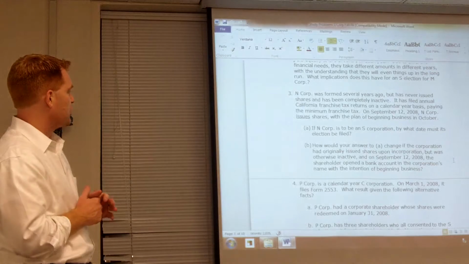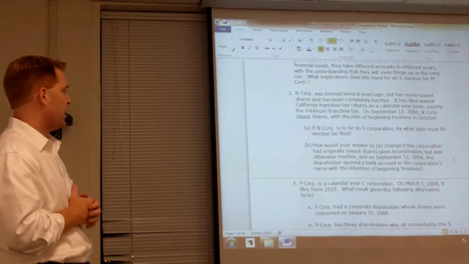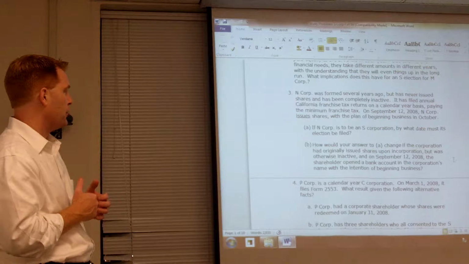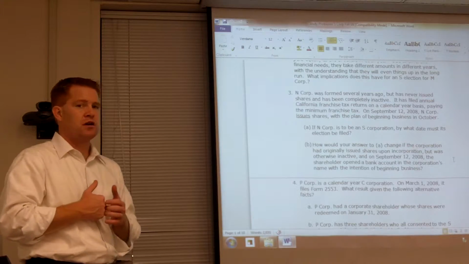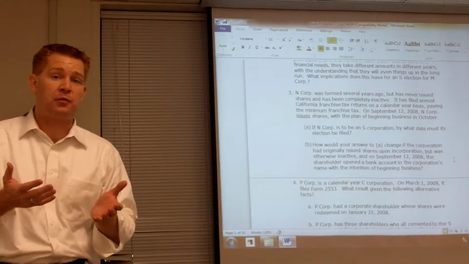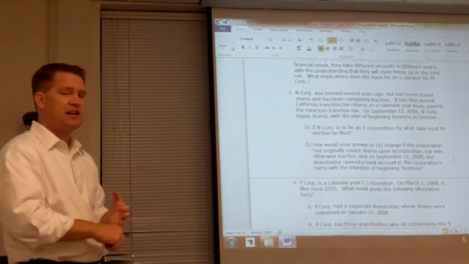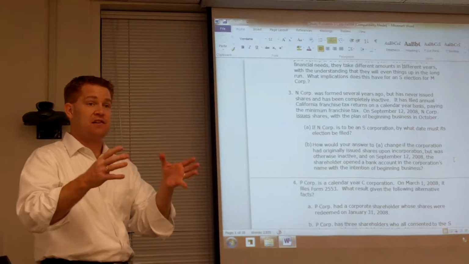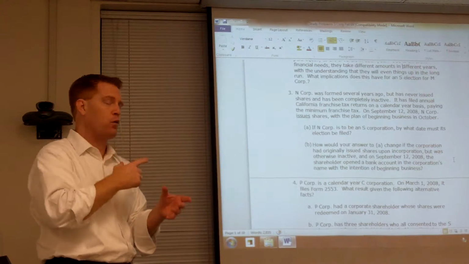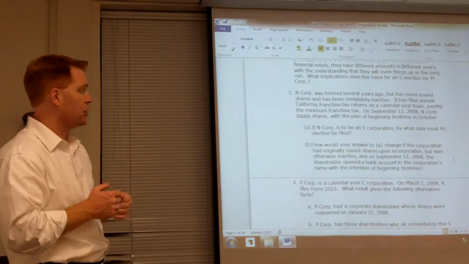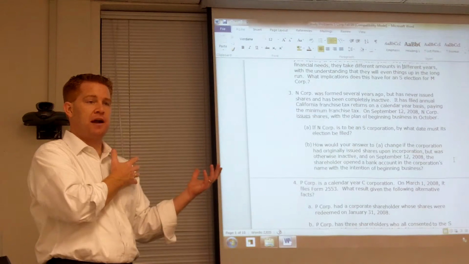How would your answer to A change if the corporation had originally issued shares on incorporation but was otherwise inactive, and on September 12, 2008, the shareholder opened a bank account in the corporation's name with the intention of beginning business? Well, you've got a problem there, right? I mean, yes, on September 12th, you've opened a bank account, so now you've got assets in the S corporation, and you're going to do business in October, but you issued shares on formation, which was several years ago. You needed to elect then. You needed to elect back then.